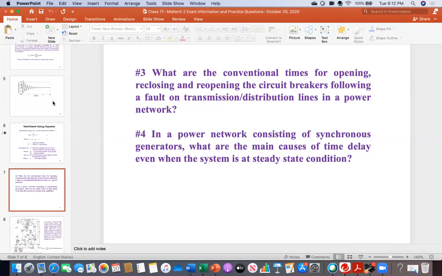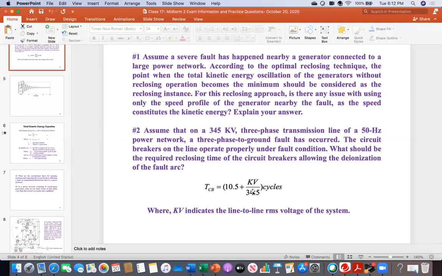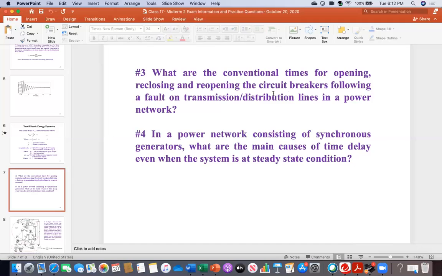And then we learned that we have to wait because the fault arc should be deionized. Then of course there is a wait time. So what is that wait time? I mean, what is the reclosing instant? How long is that duration?